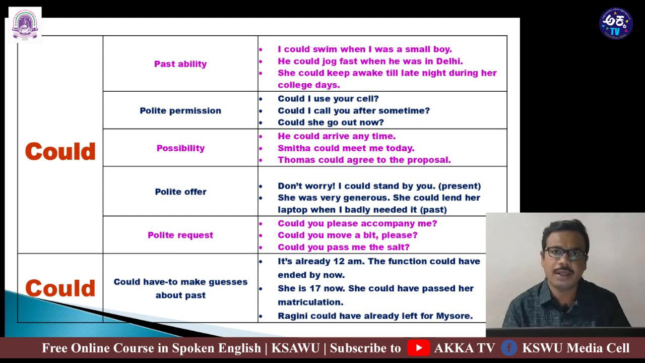Smita could meet me today. It is possible that she might meet me today. Thomas could agree to the proposal. It is possible that Thomas might say okay to the proposal. So possibility, to make possibility, could is used here.